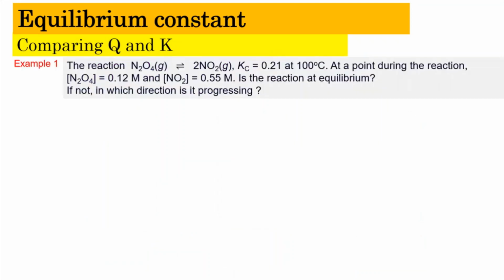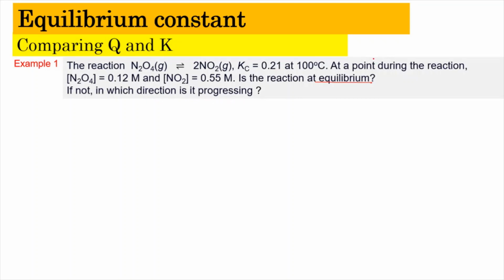Now we're going to do example number 1. The reaction of N2O4 gas produces 2 moles of NO2. We have the Kc, which is 0.21 at 100 degrees Celsius. At a point during the reaction, the concentration of N2O4 is equal to 0.12 molar, and the concentration of NO2 is 0.55 molar. Is the reaction at equilibrium? If not, in which direction is it progressing?